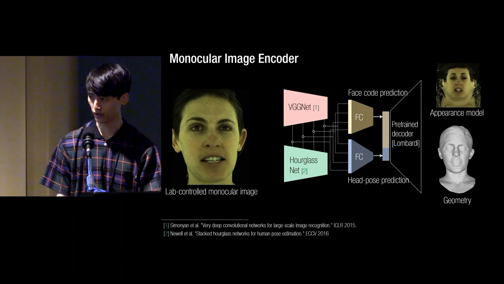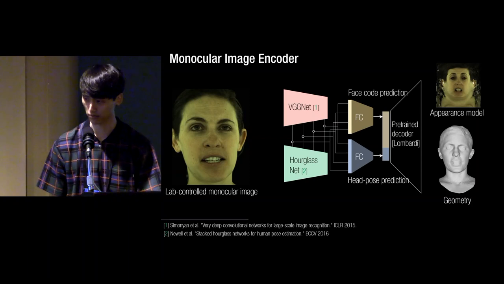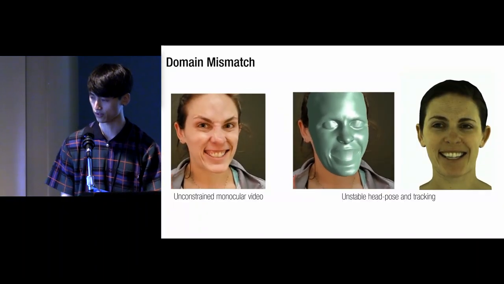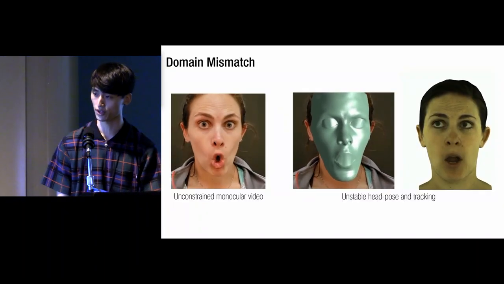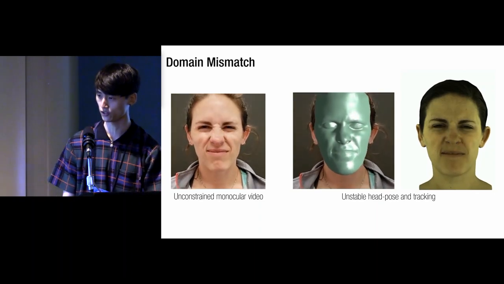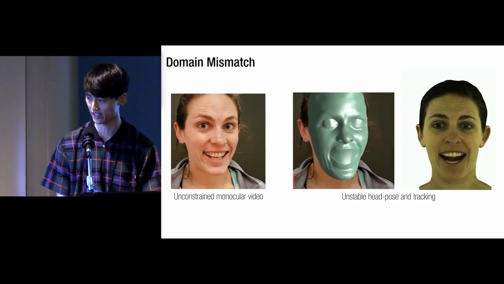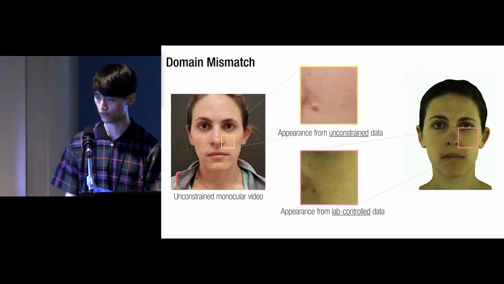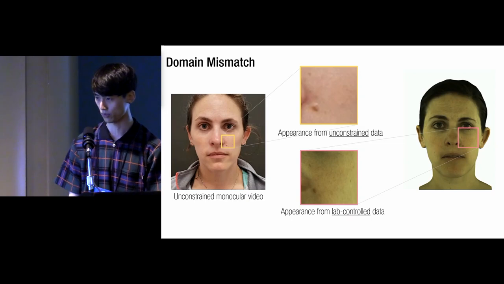Our encoder is initially trained by a lab control dataset, but here is a problem. The visual differences between the lab control data and real-world imagery produce significant visual artifacts such as pose tracking instability. Also, due to the different lighting conditions, the output appearance model is not reflective of the input testing scene.